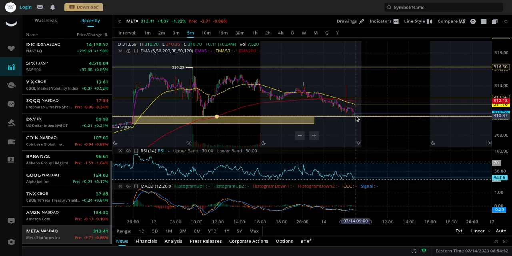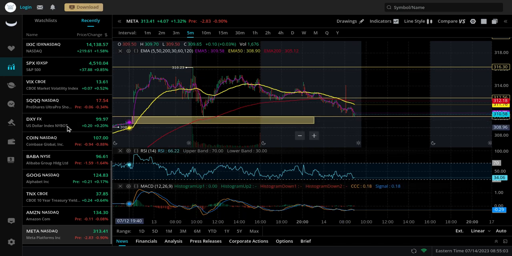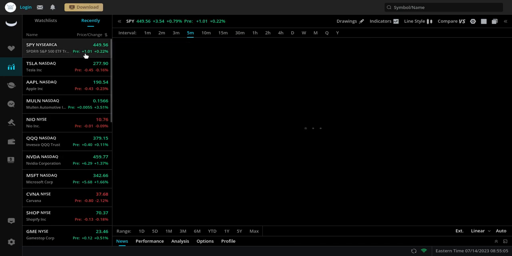If it bounces off here, then it could start pushing all the way back up into like the 314 plus area. It really depends on this level. Could we bounce or not? It's bounced here previously, but we do have this unfilled gap below. So it's just a matter of waiting and seeing.